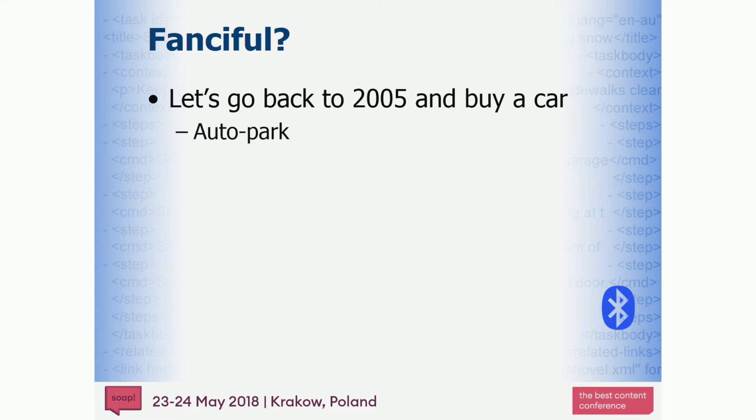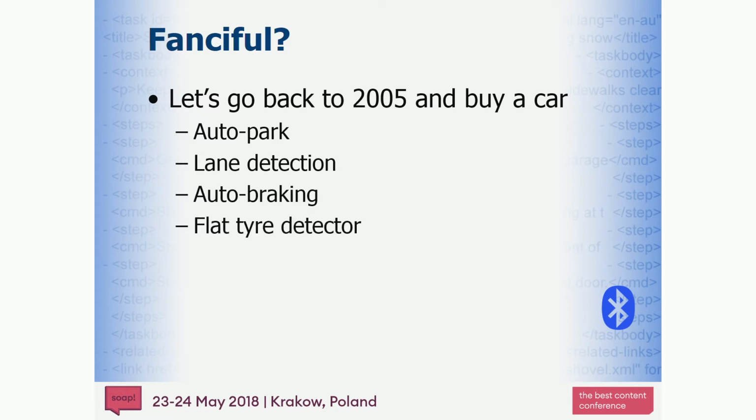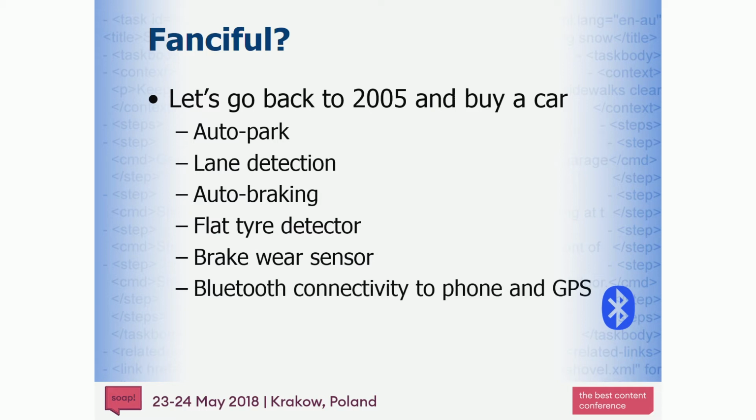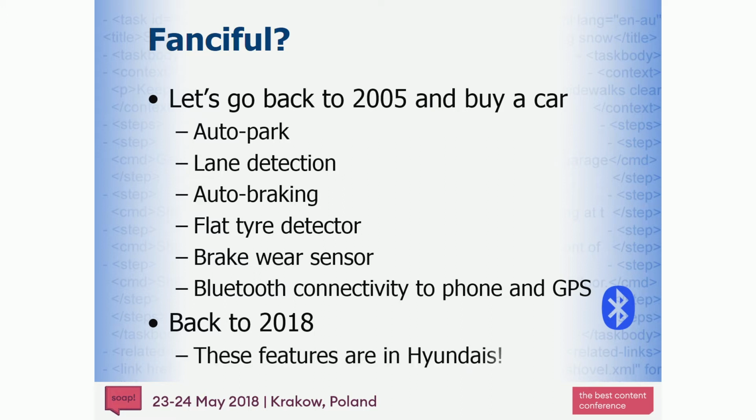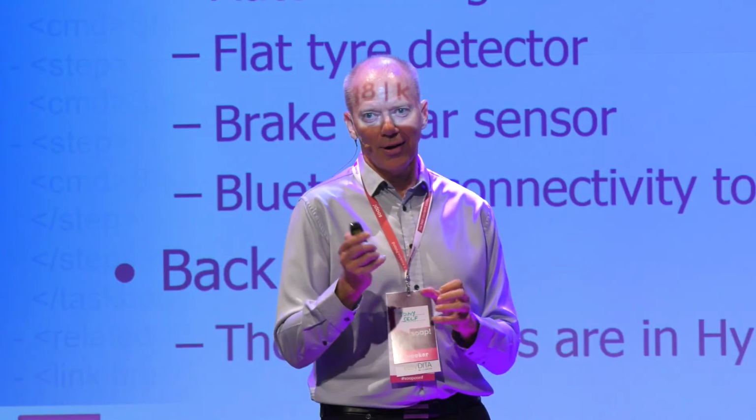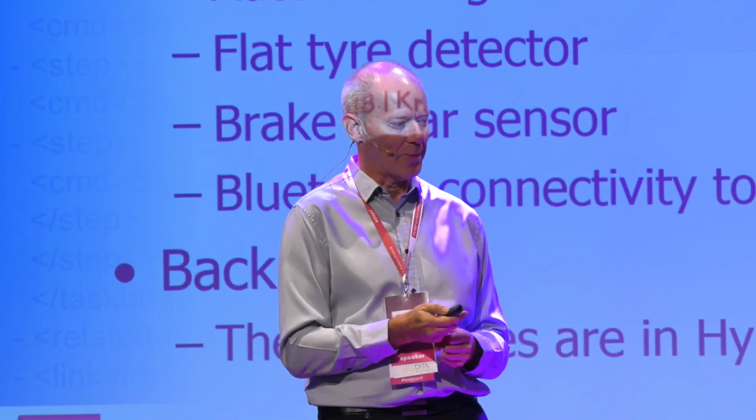And if somebody said to you, would you like to have auto park on your car? And would you like to have lane detection and auto braking and flat tire detector and brake wear sensor and a Bluetooth connection to your phone and so on, you'd say, yeah, come on, this is not the Jetsons, because that was science fiction in 2005. But now, if we come back to 2018 for a minute, that's in Hyundais. I could insult some other car manufacturers, but I better not.